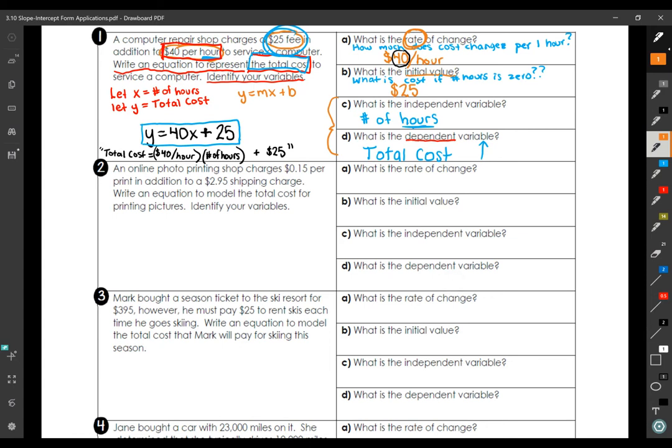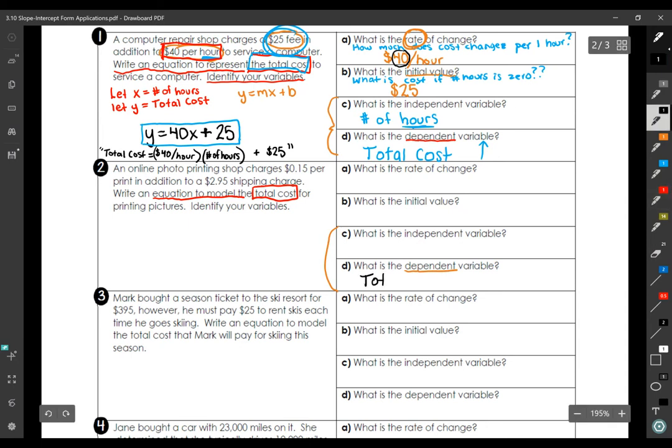So again, I want to start with the variables. The easiest is our dependent variable because the problem tells us what we want to make an equation about. We want an equation that models total cost. So that means our dependent variable is total cost again. It won't always be total cost, but here it is.